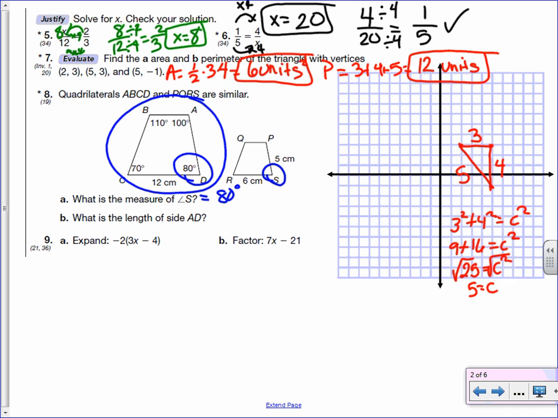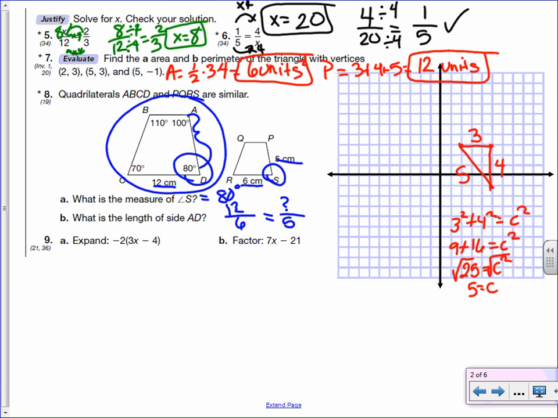What is the length of AD? So we want to know this length right here. And so we look and we say, okay, what side length corresponds to that? And that's 5. So we set up a proportion, and we say that we have 12 to 6. Well, so 12 centimeters in the big one is 6 centimeters in the little one. Those two sides correspond. And the side that we don't know corresponds with 5 centimeters in the little one. So to solve this, we can cross multiply and then divide. That's one way to do it.